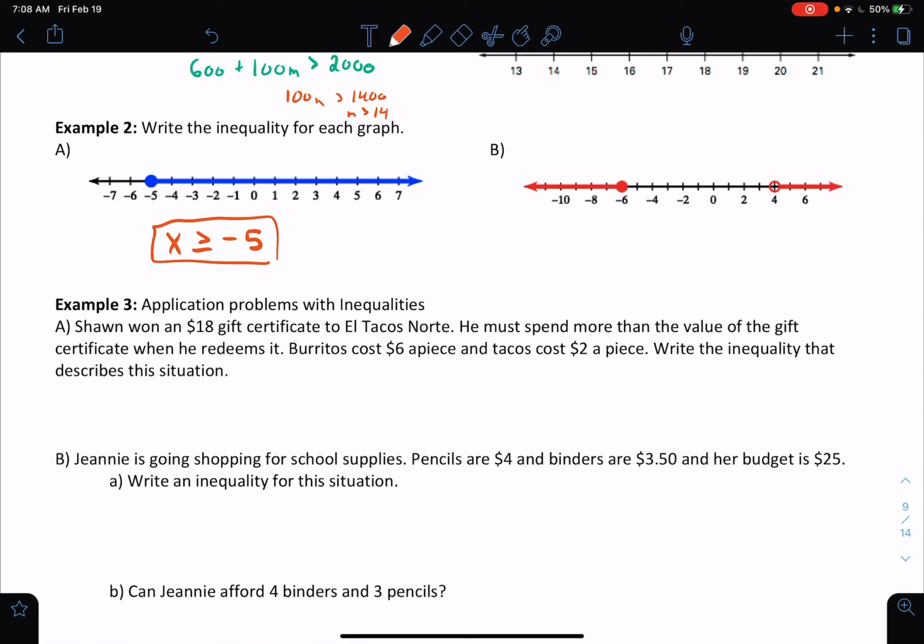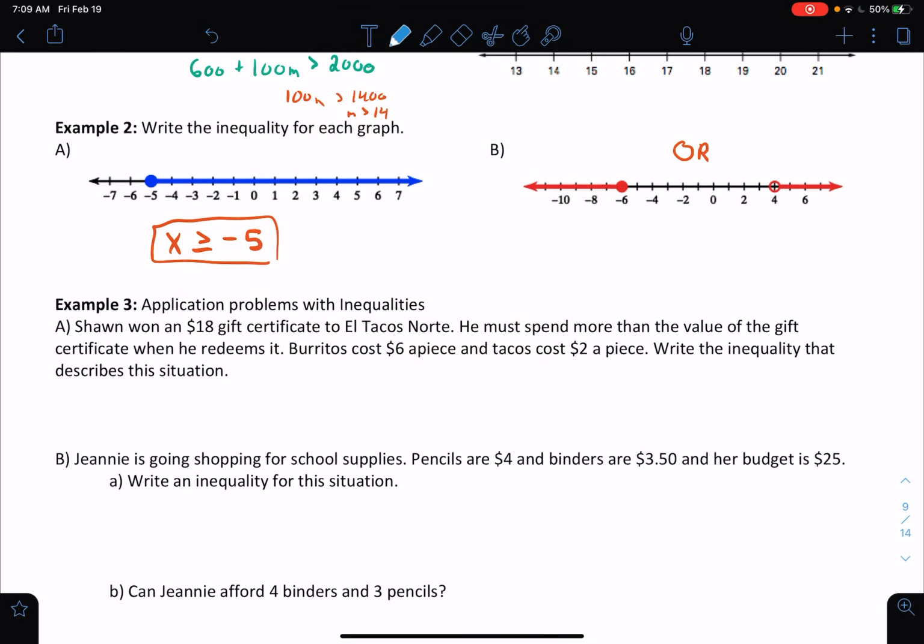All right, but part B, we have two inequalities here facing opposite directions. So if you remember, this is a compound inequality because I have two inequalities on the same graph here. All right, and since they're facing away from each other, this is going to be an OR situation.